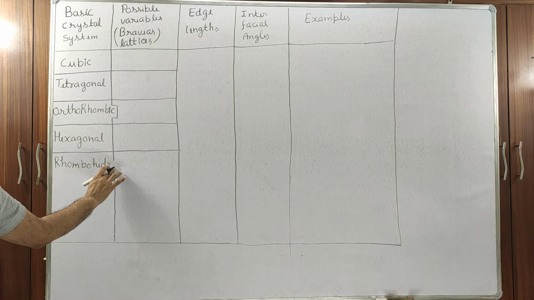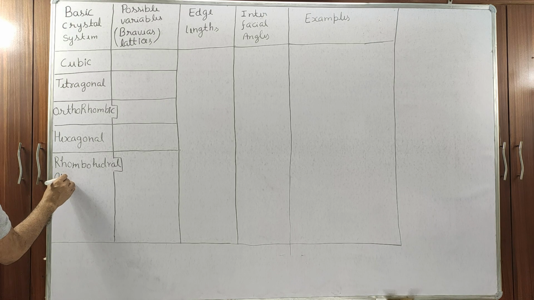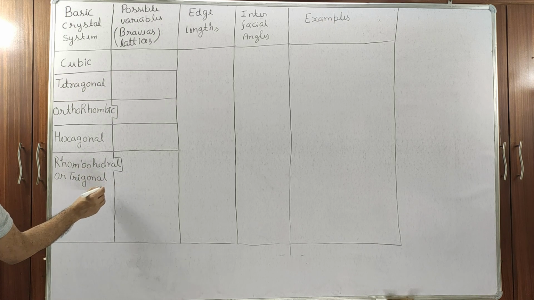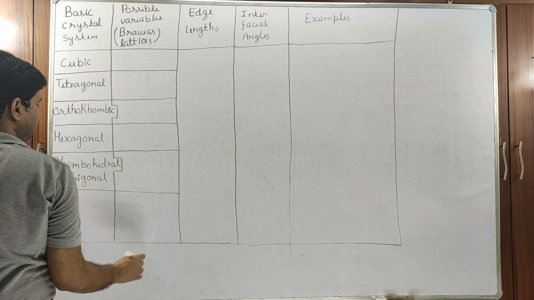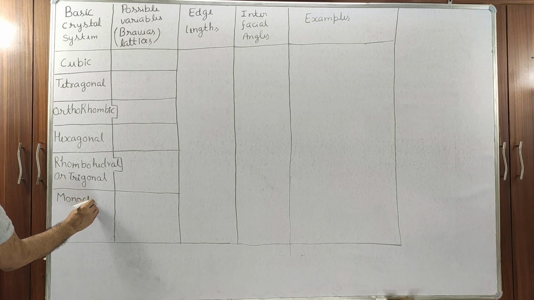Hexagonal. The fifth is called rhombohedral. Rhombohedral is also called trigonal. After the rhombohedral, the next type of basic crystal system is the monoclinic. It is the sixth type, monoclinic.